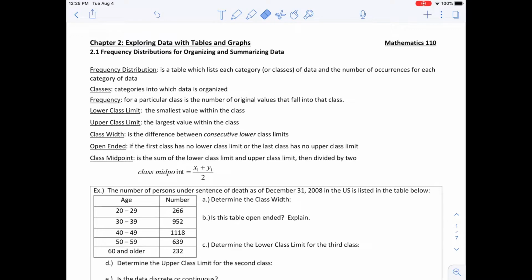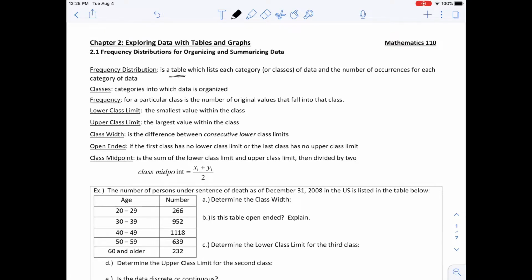We are in Chapter 2, Exploring Data with Tables and Graphs, Section 2.1, Frequency Distributions for Organizing and Summarizing Data. We have a lot of definitions again in Chapter 2. Starting with this, a frequency distribution is a table which lists the categories or classes of data and the number of occurrences for each category of data. So the big part here is that this is a table.